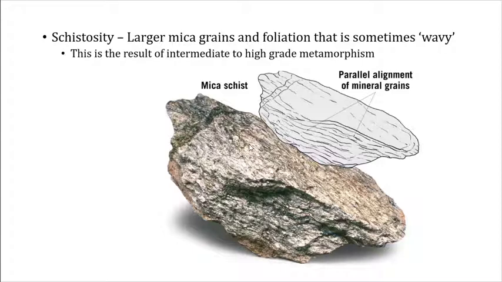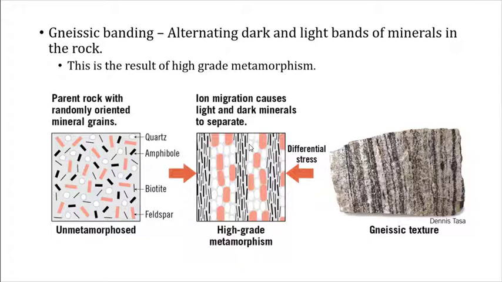So schist is kind of intermediate to high grade metamorphism. Then with the high grade metamorphism, we get into what's called gneissic banding, which is this alternating dark and light banding that runs across the rock, right? And so you can see here that we've got a parent rock with mineral grains going in every which direction, like a granite. Imagine, I should put a little picture of a granite here, but you've all seen enough granite now.